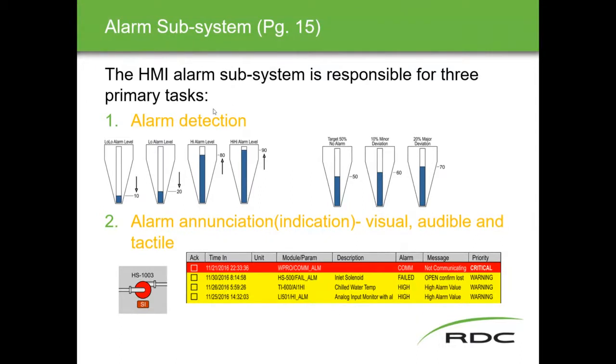And the alarm subsystem is responsible for three primary tasks. The first one is alarm detection, sensing when things are not, when we're happy. The second part here is alarm enunciation or indication, and this can be visual, audible, and tactile, and we've often seen these things here. We have visual indications, pumps turning red or pumps turning green, different stages of alarms where we can have yellow meaning it's bad but not horrible, or red where it's fairly bad, or we can have red with a horn, or red with a horn and a flashing light, so we can get different levels of enunciation.